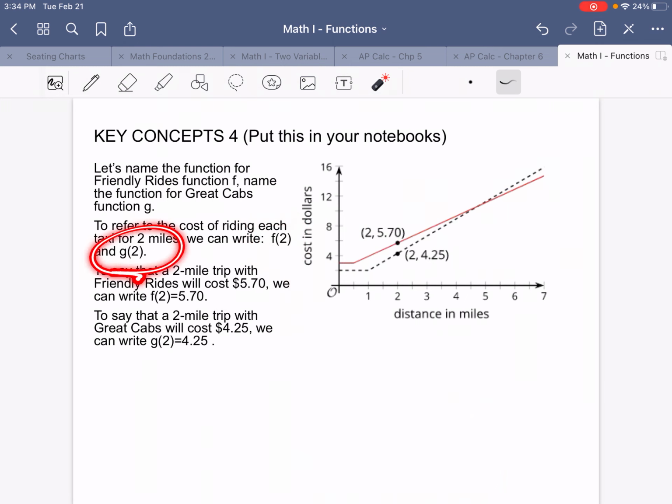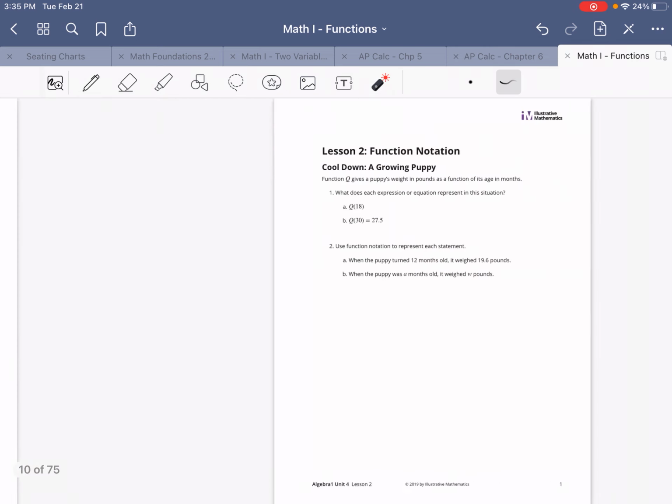The cost for 2 miles in Great Cabs is g of 2. Now, f of 2 is in fact 5.70 and g of 2 is 4.25, but we don't necessarily have to write the 5.70. We can just say f of 2, and that's the cost of Friendly Rides for 2 miles. g of 2 is the cost of Great Cabs for 2 miles. So to say that a 2-mile trip with Friendly Rides will cost $5.70, we can write f of 2 is 5.70. For a 2-mile trip with Great Cabs, we could say that g of 2 is 4.25.